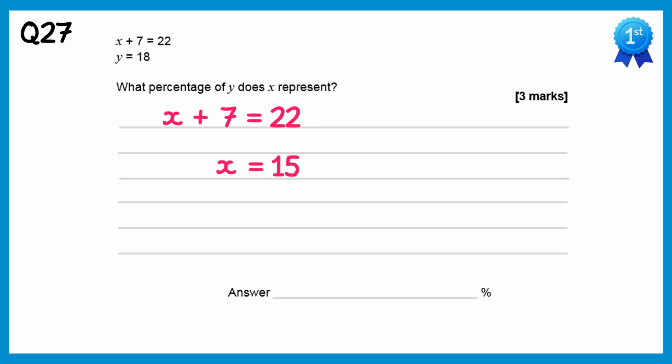Now we know what x is, we're asked what percentage of y it represents. Now instead, imagine what fraction it represents. So what fraction is x of y? Well, that's just 15, which is x, over 18, which is y. To turn this into a percentage, we just times by 100. So if you type this into your calculator, you'll get 83.3 recurring percent.